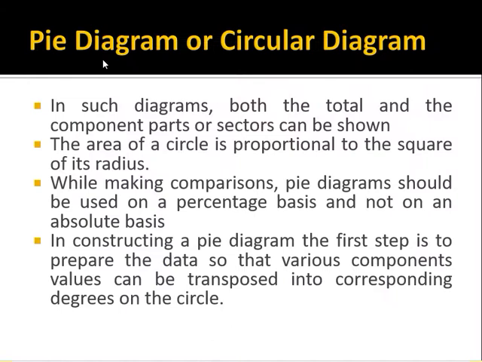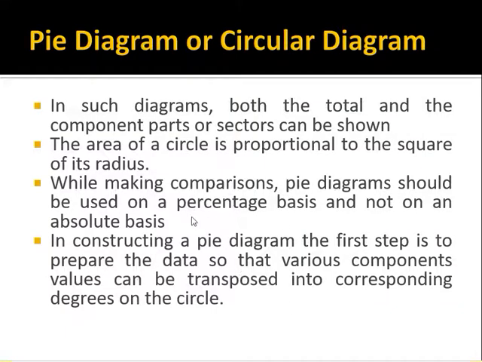Then we go to another two-dimensional data representation, that is, in the form of a pie diagram or circular diagram. Here the total and component parts of the sectors can be shown in such diagrams. The area of a circle is proportional to the square of the radius, as we know. While making comparisons, the pie diagram should be used on a percentage basis and not on an average basis. When you construct a square, we use the square roots. Just like that, we can also use the radius for a circle, since the area of a circle is proportional to the square of its radius.